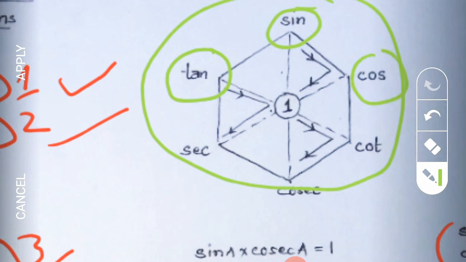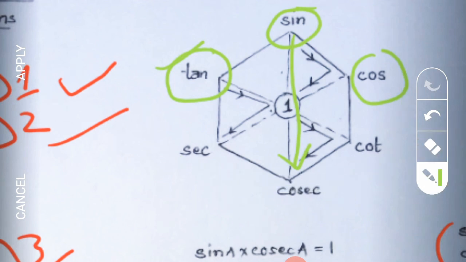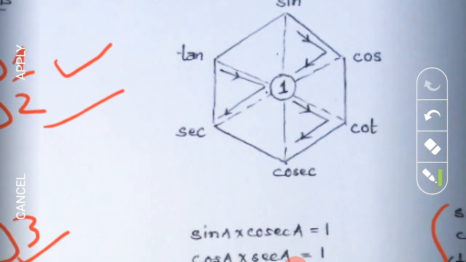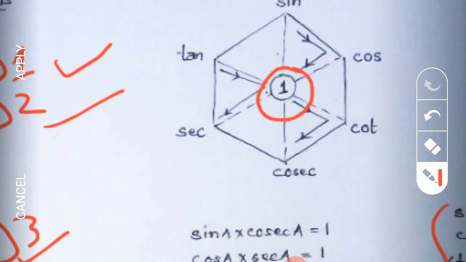You need to start from this point, tan, then sine, cos here, then the reciprocal of sine. As you know, the reciprocal of sine is cosec, isn't it? So cosec I have written here, just opposite to the sine. And what is the reciprocal of tan? The reciprocal of tan is cot, so I have written cot here. And the reciprocal of cos, I have written sec here. In the middle of the hexagon, I have written 1.